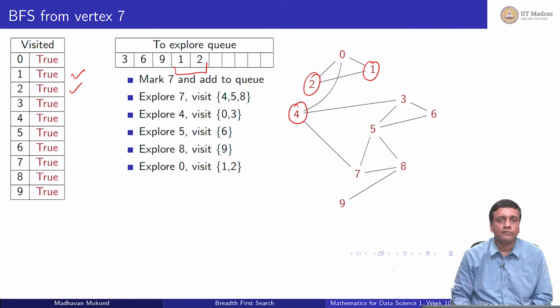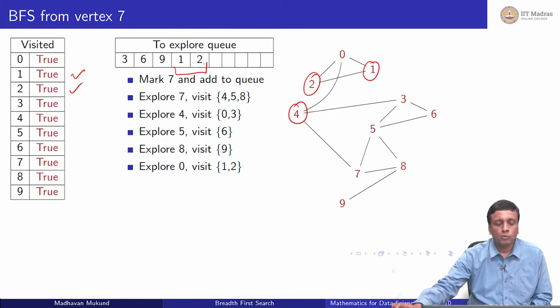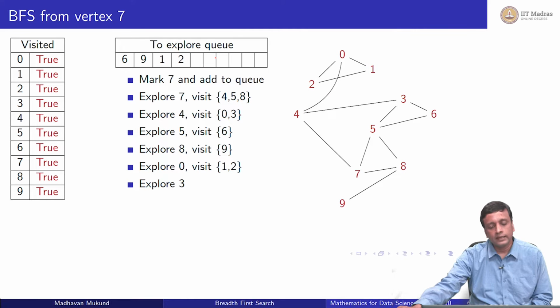But this is not how BFS stops. BFS stops by checking that every visited vertex has been explored, right? So what we will do now is we will go to 3 and explore it. But we find that all the neighbors of 3 are already visited. So exploration does not add anything to the queue. It only removes the 3 from the queue.